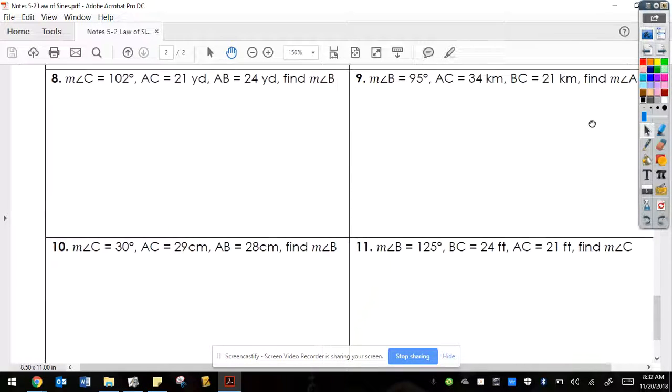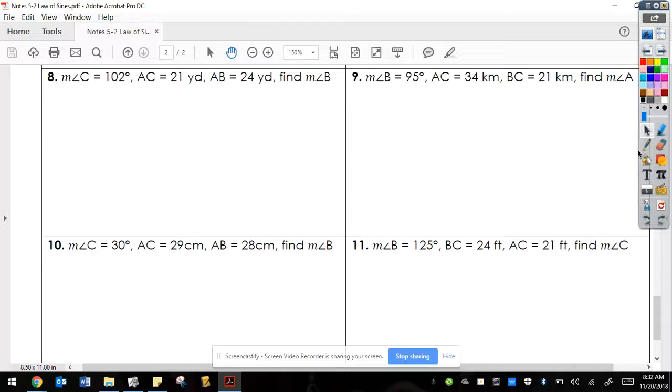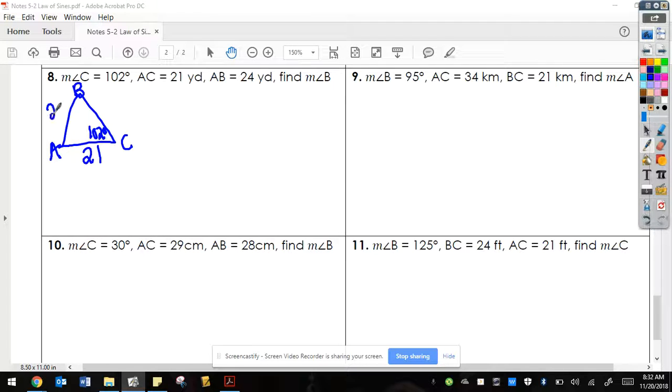All right, now I want to do number 8 together, and then I'm going to have you guys do 9, 10, and 11. All right, so number 9, we have another triangle. We have A, B, C. We have C is 102. Obviously, this is not drawn to scale. AC is 21, AB is 24, and we're looking for X. So we have sine of X over its opposite side, so 21, equals sine of 102 over its opposite side, which is 24.